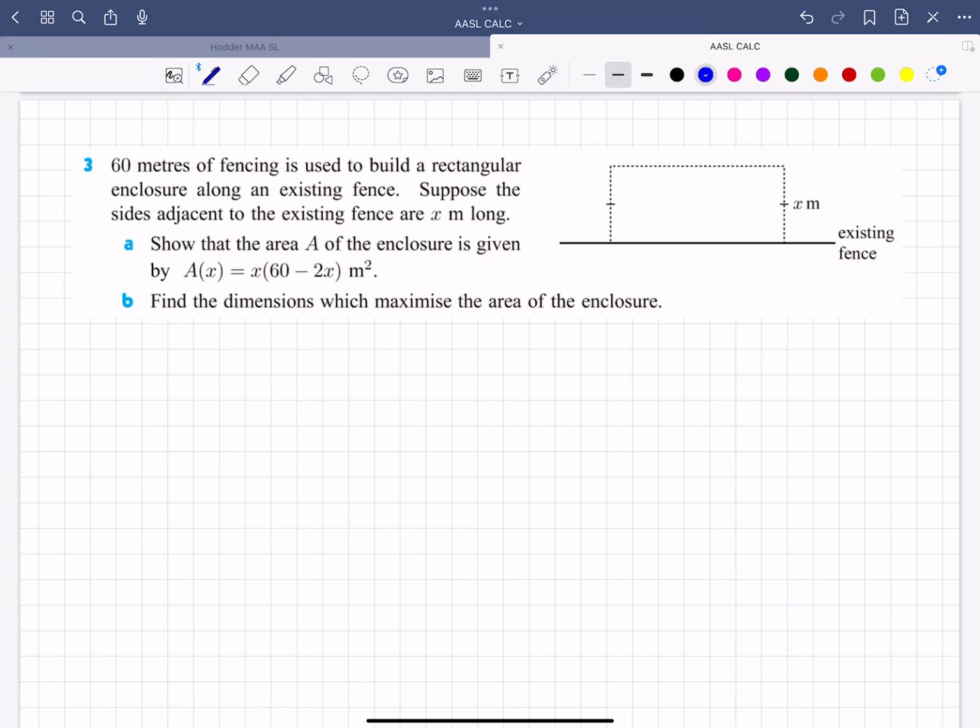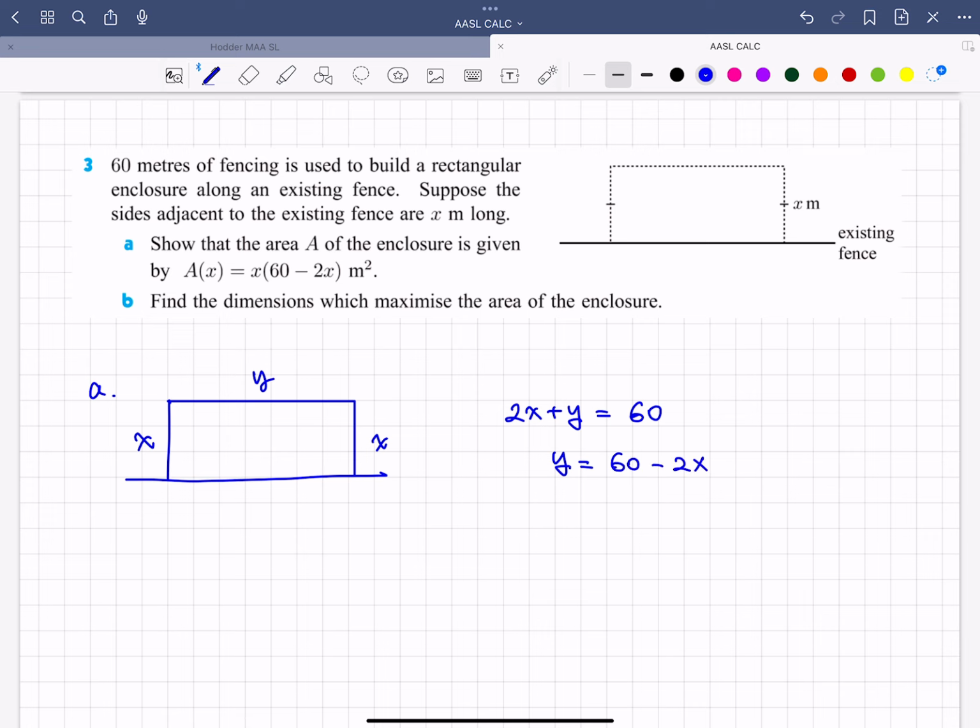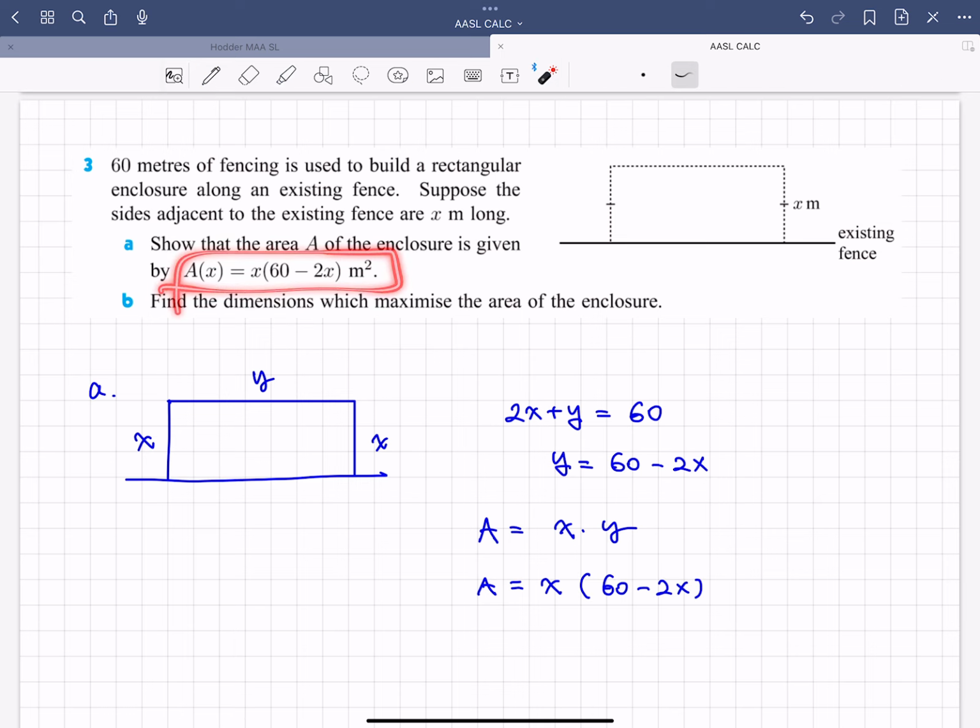So part A says show that the area A of the enclosed area can be expressed by this. Because it's a show question, you have to do more than just rewrite the question. So this is x, and this is x. Let's call this y. The perimeter of the three sides is going to be 2x plus y, and that can only be a maximum of 60 because that's all the material you have. So y can be expressed as 60 minus 2x. The area of that rectangle is x times y, but I can replace y with 60 minus 2x, and I have shown that the area is that.